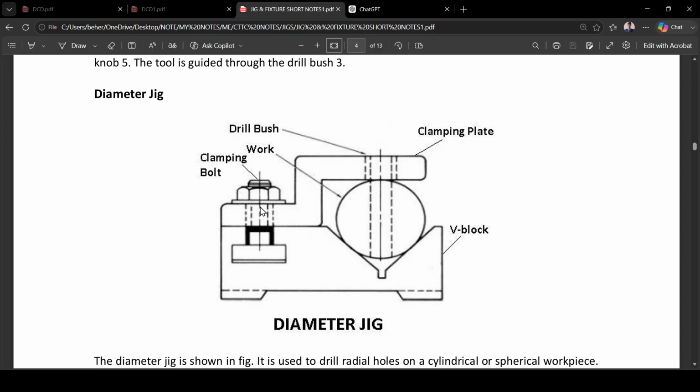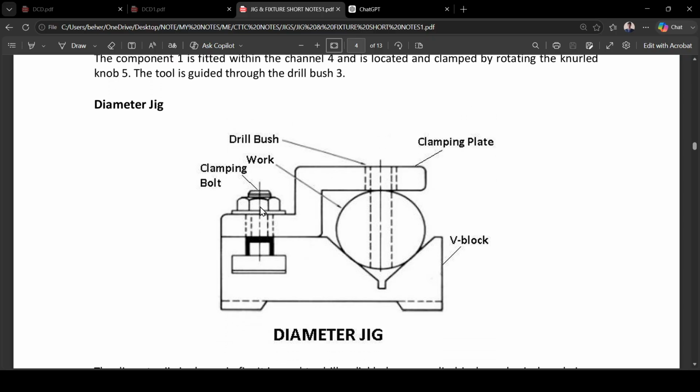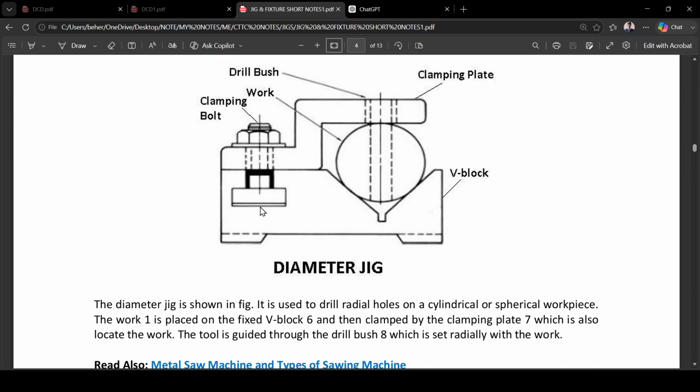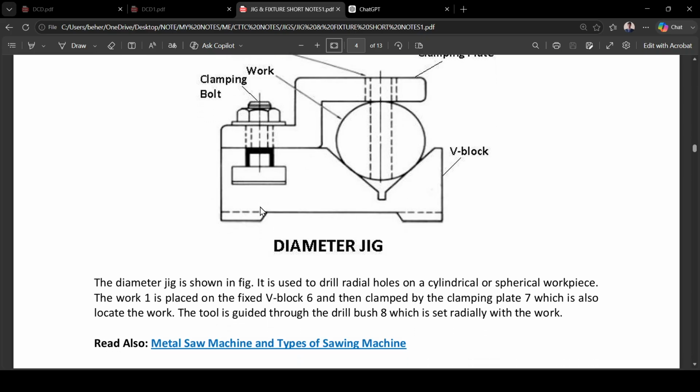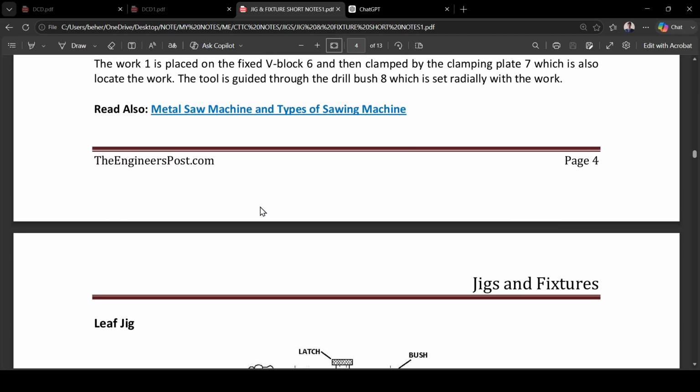What is diameter jig? You can read and understand everything.